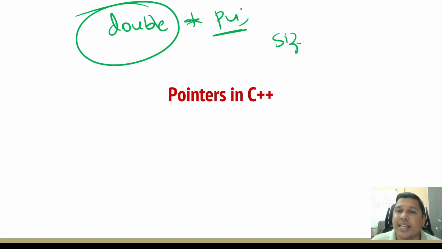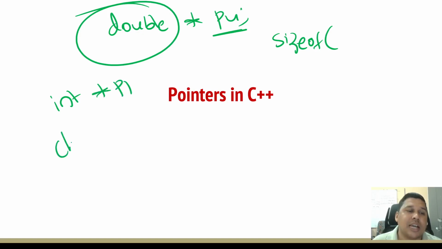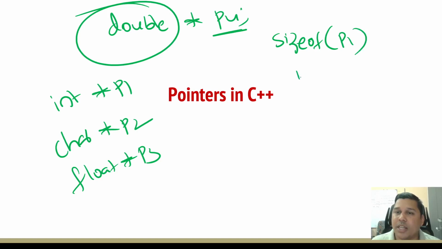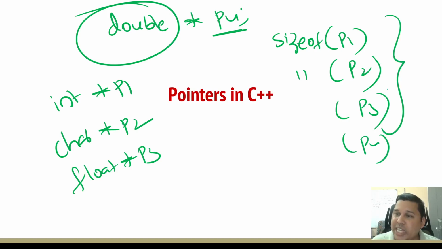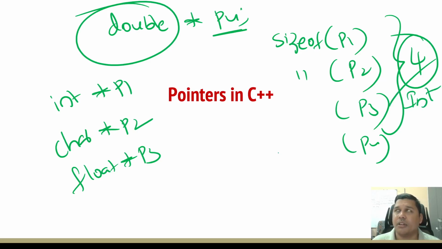So that's why, if I have int star p1, char star p2, float star p3, the sizeof p1, p2, p3 and p4 are all 4, the integer size. Why? Because p1 is holding an address, and an address is always an integer. P2 is holding an address, that's always an integer. P3 is also holding an address. The address belongs to different data type variables.